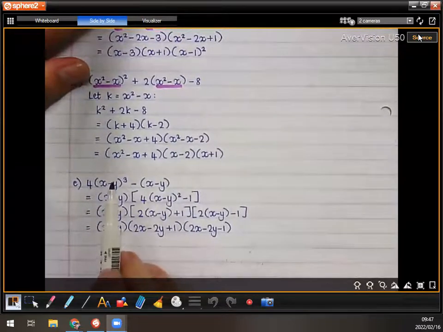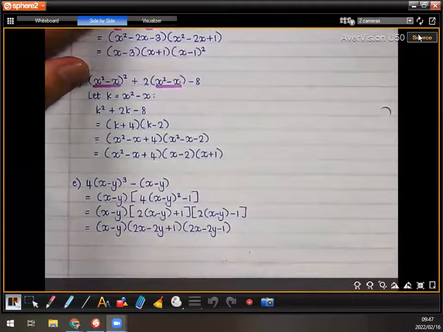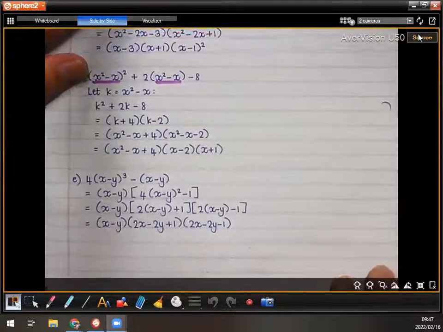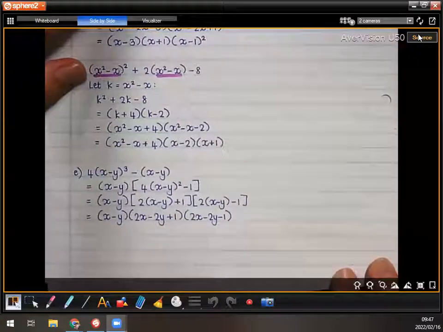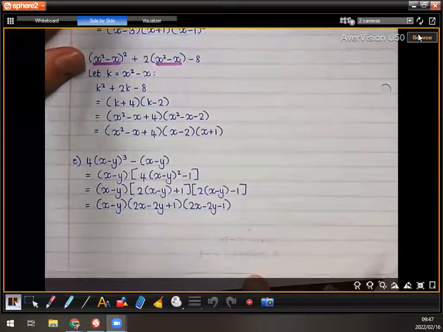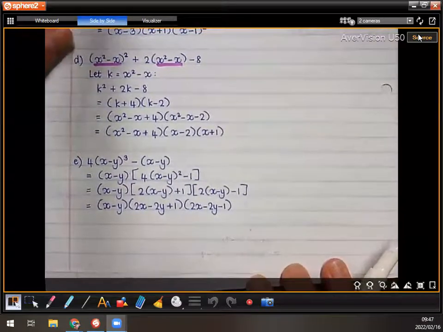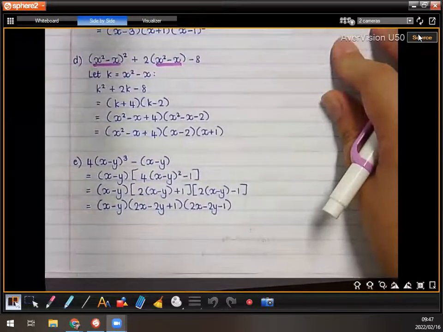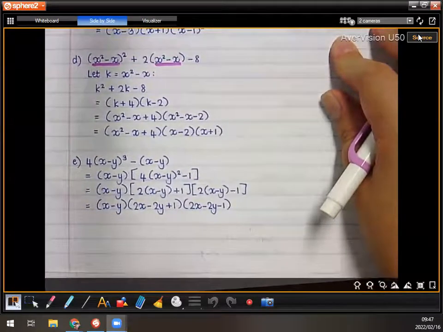So if you made k equal to x minus 1, you would have 4k cubed minus k. You could work with that, factorize it, and then sub in the x minus 1 again at the end. When you do that, you will probably get a trinomial that you would have to factorize.